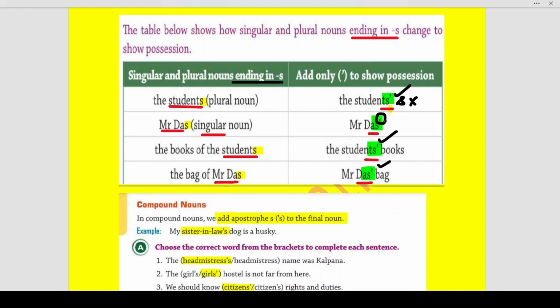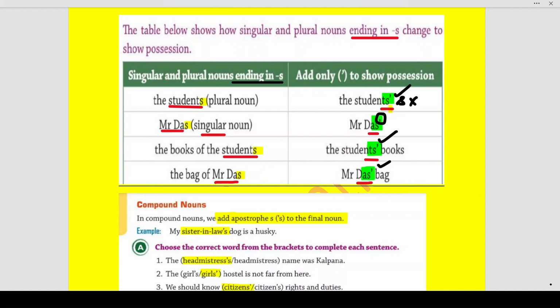We just add an apostrophe after the S of the students. We just add an apostrophe after the S of the singular noun Mr. Das, which is ending in S. We just add an apostrophe after the plural noun of students. Okay. This is how you have to remember how to add an apostrophe after singular and plural nouns ending in S, and how to add an apostrophe after singular and plural nouns not ending in S.